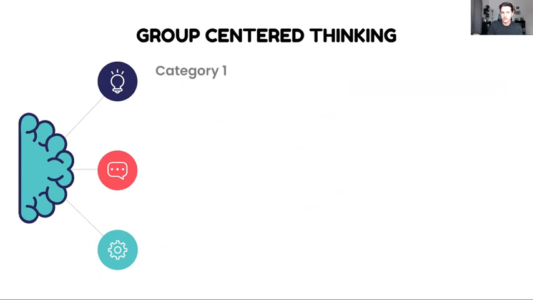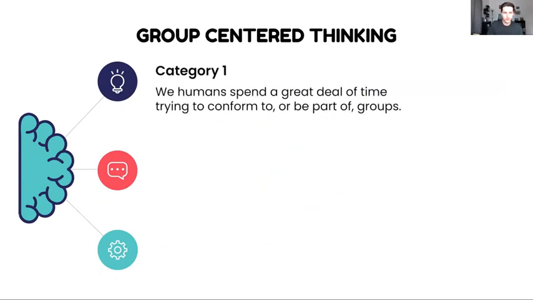So another major topic in the text is group-centered thinking. This is something that we'll return to repeatedly. And this is broken down into a few categories. The first category is pointing out that we humans obviously spend a great deal of time trying to conform to or be part of groups, whether it's in high school, whether it's a circle of friends, family members, our cities, communities, states, governments, all kinds of groups would fall in. And we often want to conform. We want to be accepted. And that's an understandable component of human interaction, right? That we want to be accepted and conform to certain norms and certain beliefs.